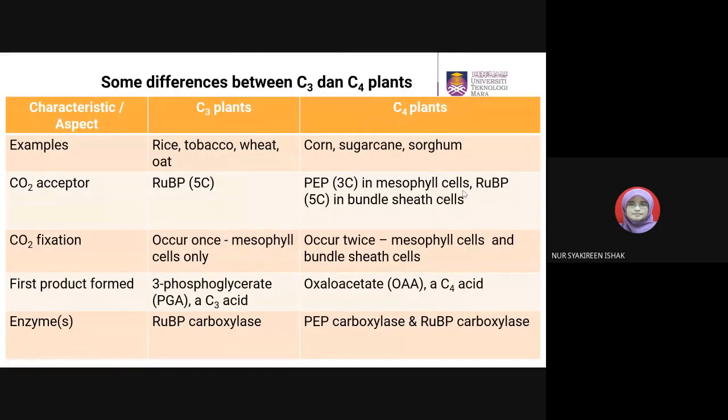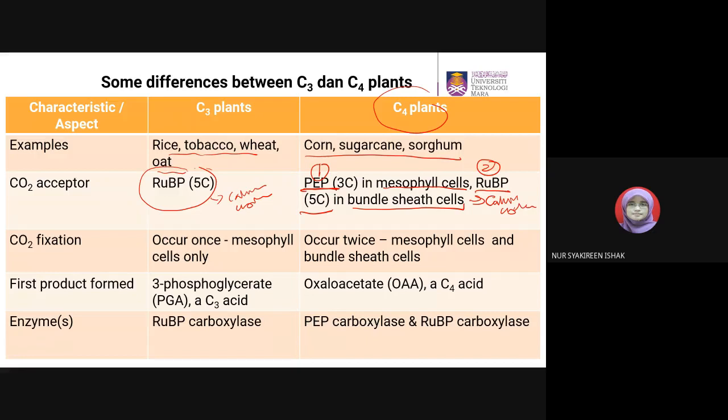between C3 and C4. Good. Most plants are C3 plants: rice, tobacco, wheat, oat. But for C4 plants, these are examples: corn, sugar cane, sorghum. For a C3 plant, the carbon dioxide acceptor is a 5-carbon compound, RuBP. So this is during the Calvin cycle. For a C4 plant, the first carbon dioxide acceptor is PEP, phosphoenolpyruvate, in the mesophyll cell. The second carbon dioxide acceptor is RuBP itself in the bundle sheath cell, which involves the Calvin cycle.